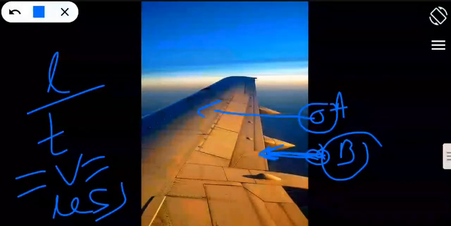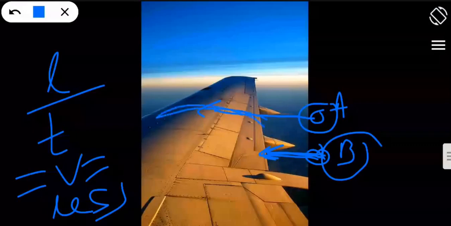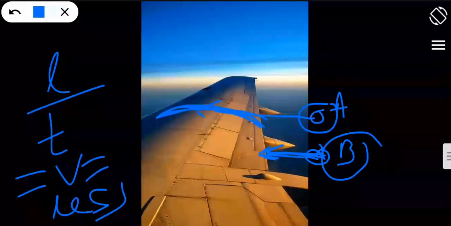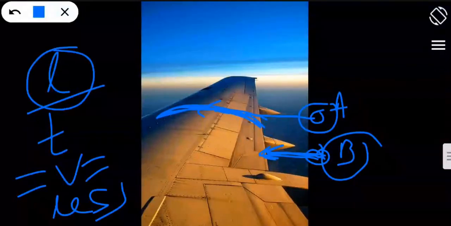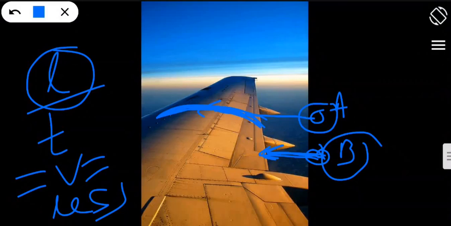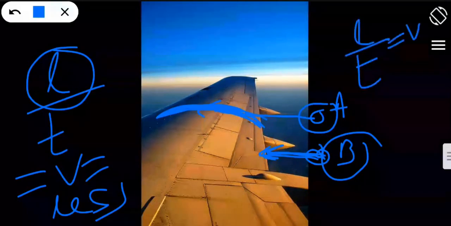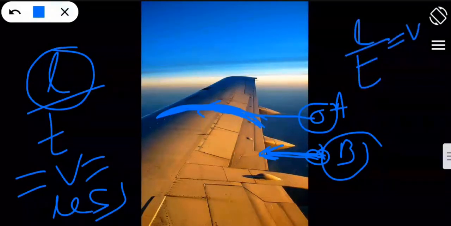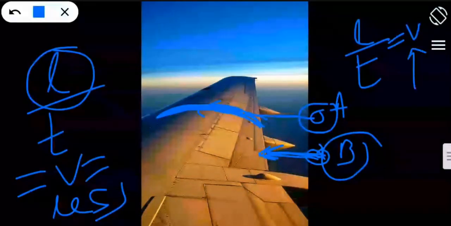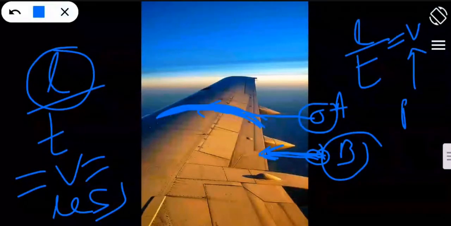Now see the upper section, that is the curved section. I made this length somewhat higher than the lower section length, because the lower section is a straight line and this is a curved one. That means I have made this length quite bigger. So here the length upon time, the velocity, is quite maximum. If the velocity is maximum, I know the relation: who is minimum? Pressure is minimum.